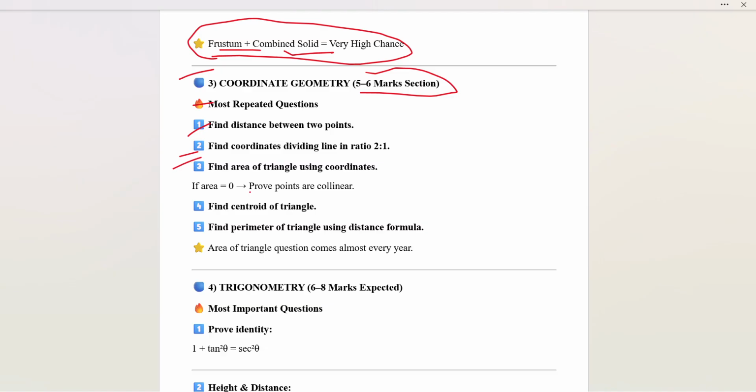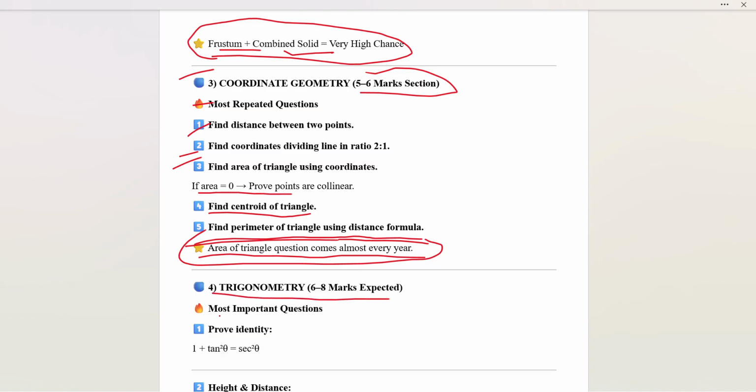Find the area of a triangle using coordinates. If the area is equal to 0, then prove the points are collinear. Find the centroid of a triangle. The centroid formula is also very important. Next is find the perimeter of a triangle using the distance formula. Area of a triangle questions come almost every year, so note that down. Prepare for those triangle questions and the formula of area.